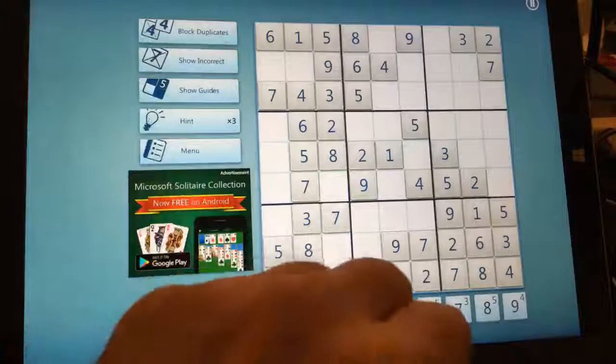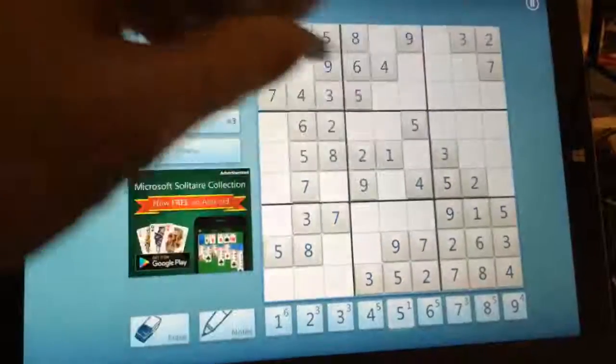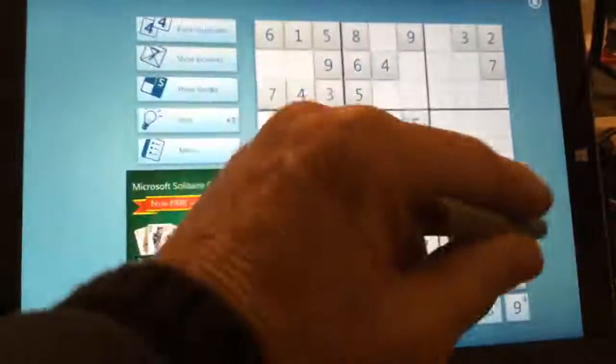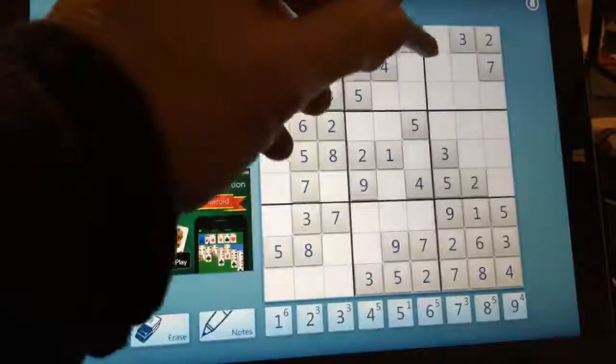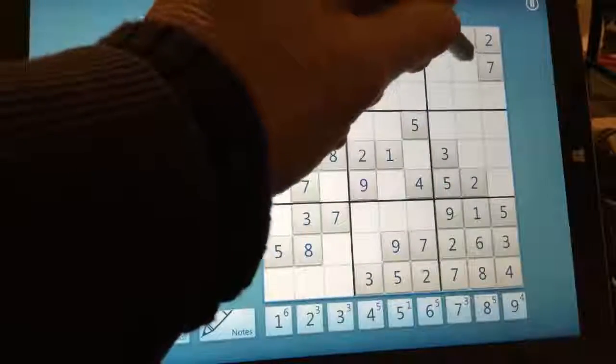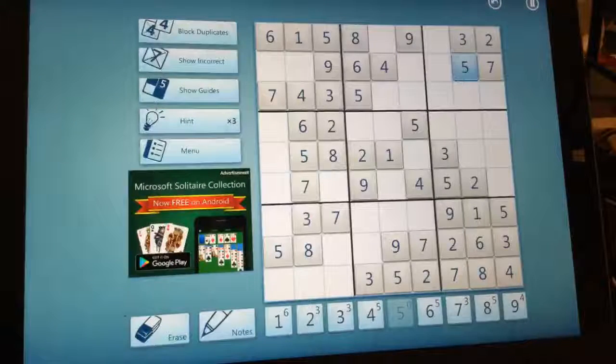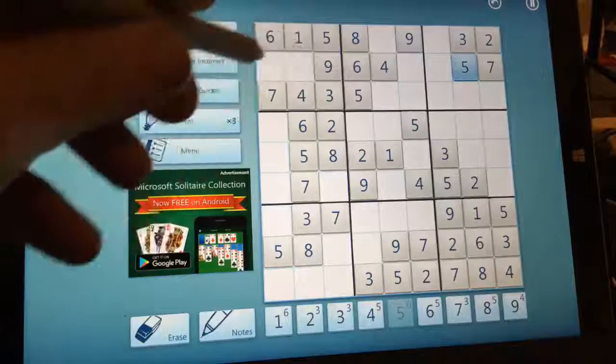Right away they give us a 5, so we ought to be able to find the 5 that's missing. There it is. There's no 5 here, so we have a 5 here, a 5 here, and you see 5 and 5 on the top, so the 5 needs to be here. It can't be here because of this one, so therefore the 5 goes top right, center cell.